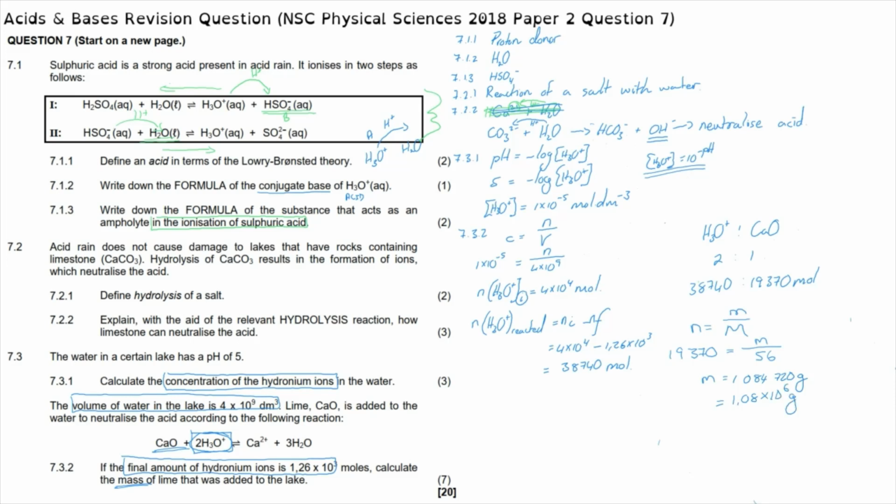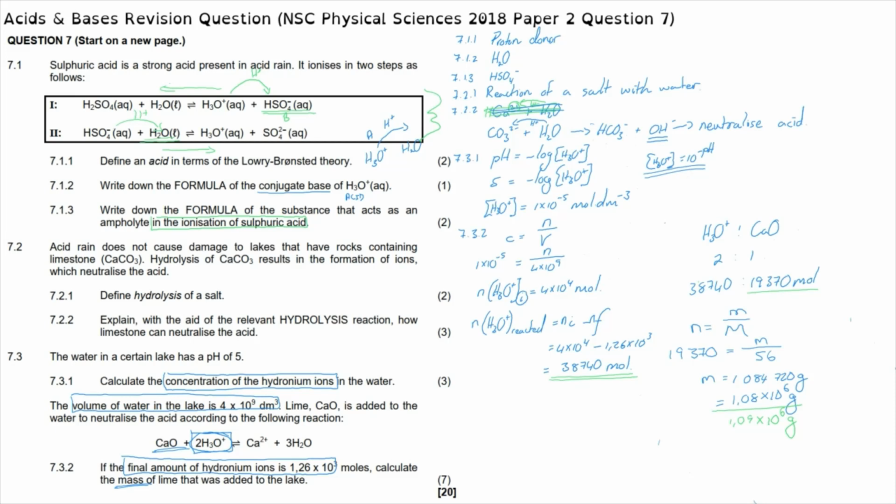Important to see here that in this question, I have not rounded any of my answers, whereas in the marking guidelines, the answer was rounded here, which would have resulted in a different final answer of 1.09 times 10 to the power of 6 grams. And although these answers are slightly different, you would not be penalized for either one of these, although I would recommend that you get into the habit of only rounding the final answer in a question to 2 decimal places.